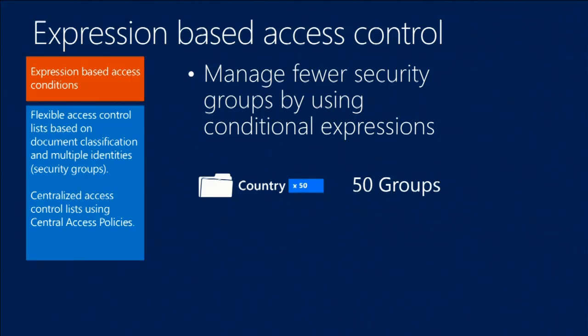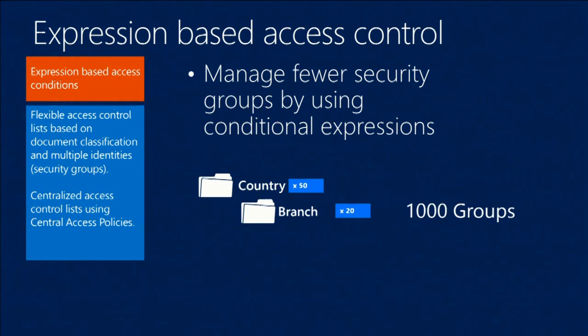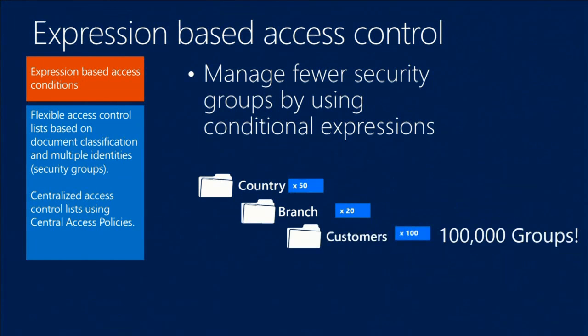Why is that? Because today, say you have a folder structure, it doesn't matter on one server or multiple servers, that has a country, 50 countries. So think about a folder structure with 50 countries. You need 50 groups. But if you have for each country 20 branches, now you need 50 times 20. The reason is that if you're in a specific country, in a specific branch, you need a group for that. And if you also have 100 customers for each branch, you're now in a 100,000 groups situation.